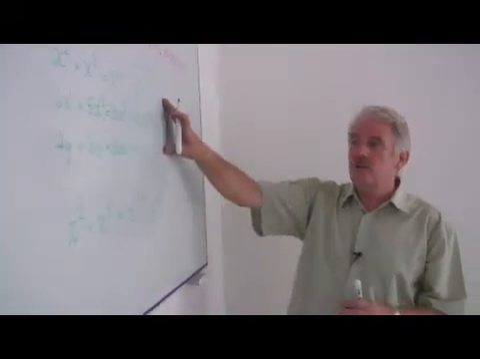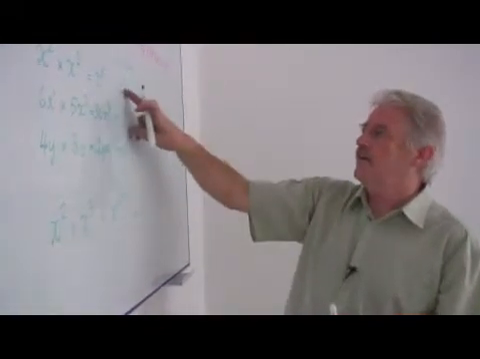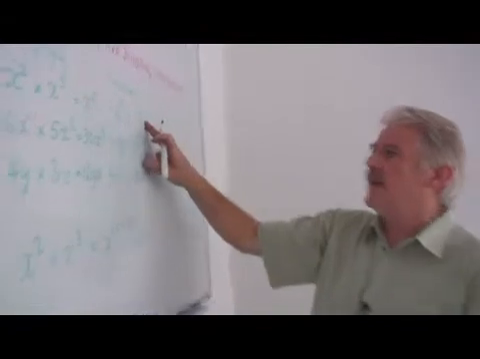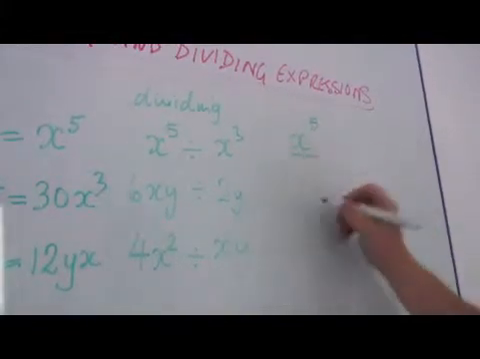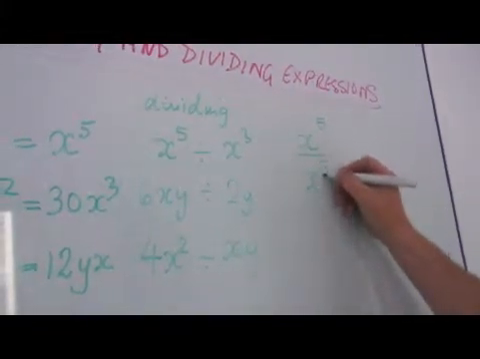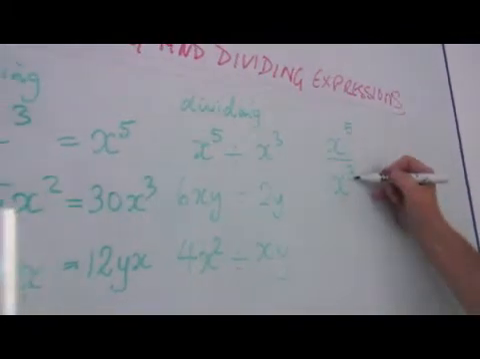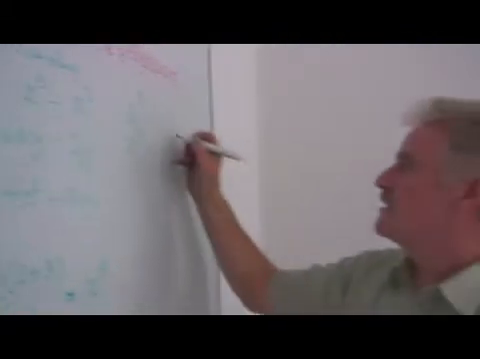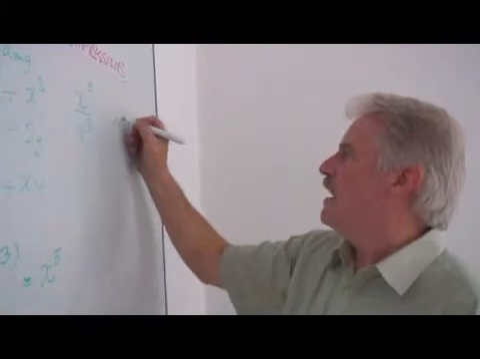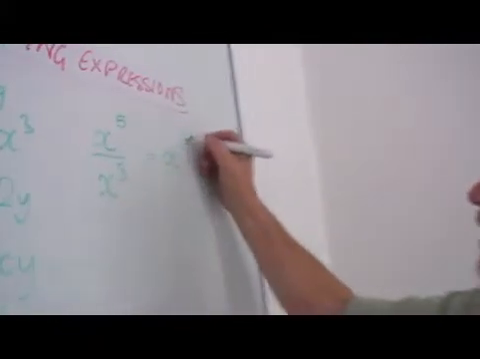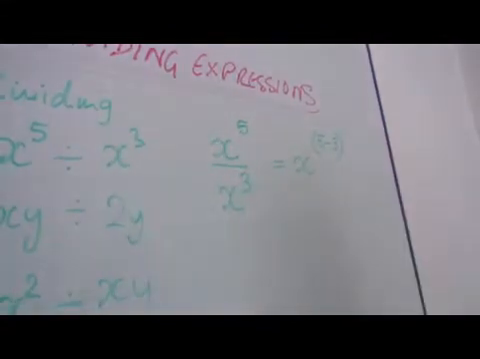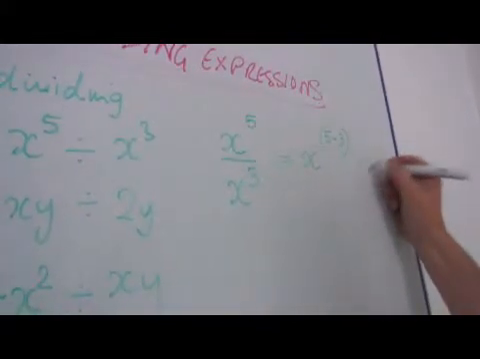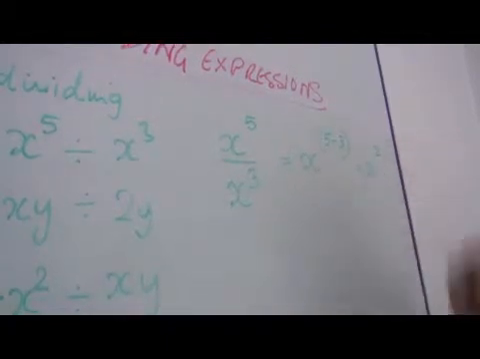Dividing expressions is not entirely different. Here I've got x to the 5th divided by x cubed. So I can write it in this way, x to the 5th divided by x cubed. And in fact, division is we subtract the indices. This is the same as x to the 5, the one on top first, minus 3, the one below. And this equals x squared.